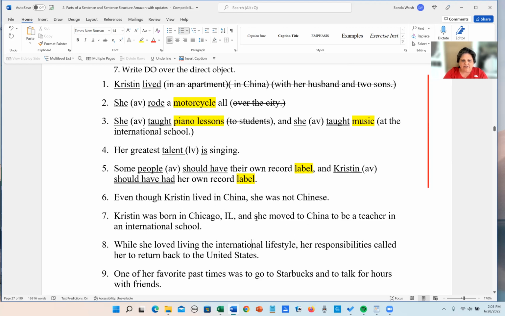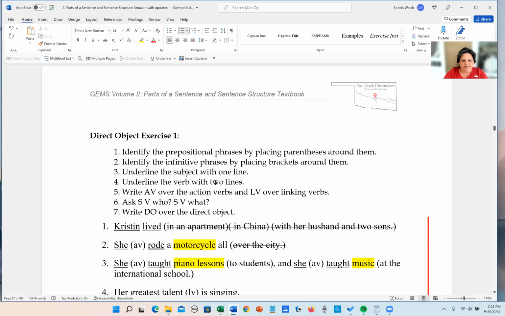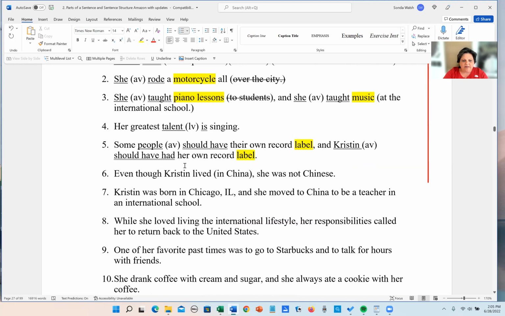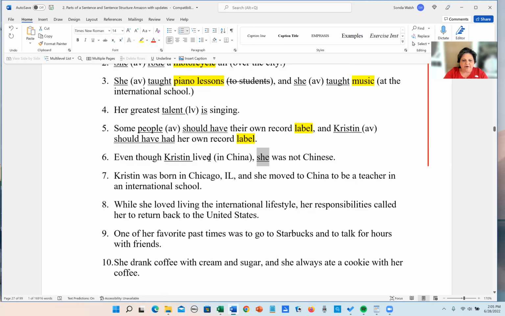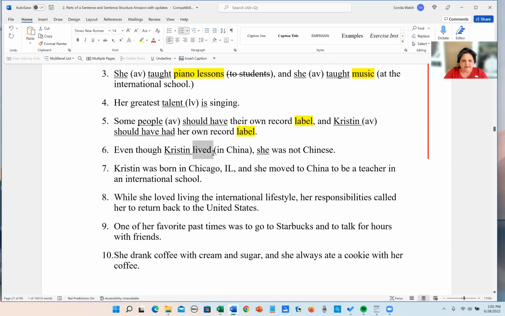Even though Kristen lived in China, she was not Chinese. So in China is the prepositional phrase. I don't see any infinitive phrases. So go back up here, underline the subject with one line. So Kristen is our subject here, and she is our subject over here. And then it says, underline the verb. So lived, we know lived is an action verb.